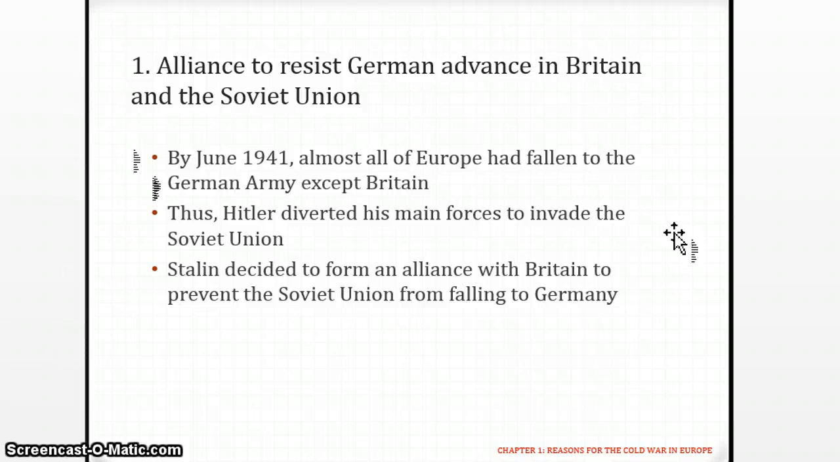But when he decided to break the Nazi-Soviet pact and invade the Soviet Union anyway, it angered Stalin, and Stalin decided to form an alliance with Britain to prevent the Soviet Union from falling to Germany. And if Stalin is forming an alliance with Britain, which means to say that they are also forming an alliance with the USA at this point in time.